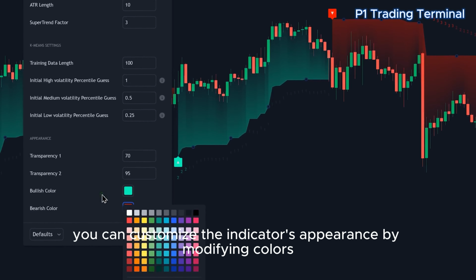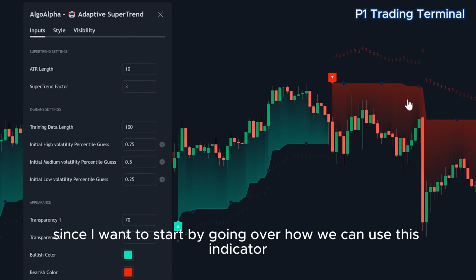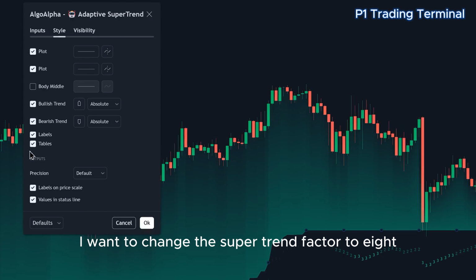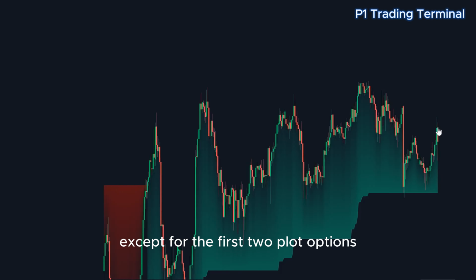Lastly, you can customize the indicator's appearance by modifying colors. Since I want to start by going over how we can use this indicator for trend identification, I want to change the supertrend factor to 8, and then on the Style tab, I'm going to disable every single option except for the first two plot options.